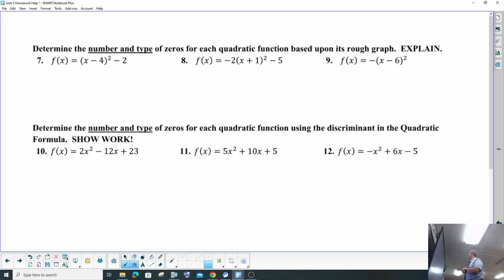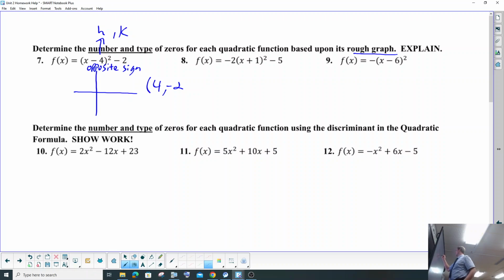Okay, let's see here. So determine the number and type of zeros for each quadratic equation. Okay, so just based on its rough graph is what it says there. And so if we can just go ahead and graph each one of these. Remember, this is in vertex form if you got a square there. And so that's going to be our h there as well as our k value. Now don't forget, remember it's opposite sign. So instead of a -4, we have a +4, -2. So we go right 4, down 2.